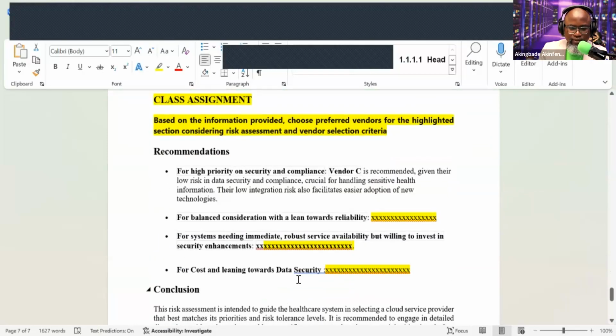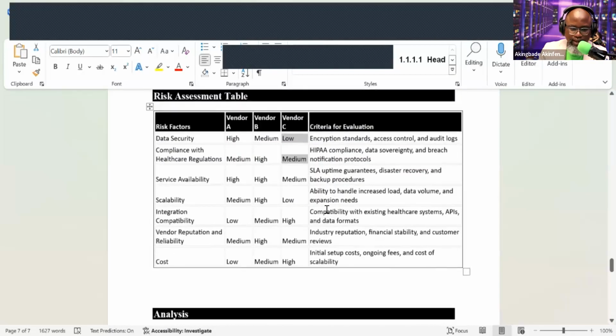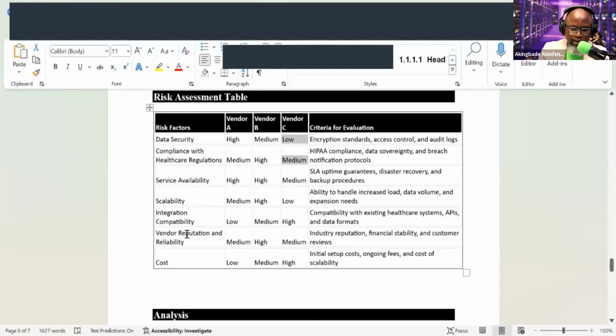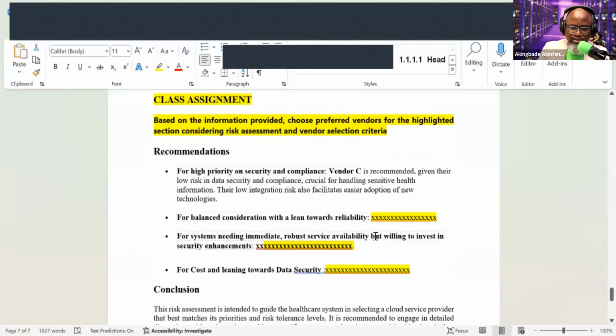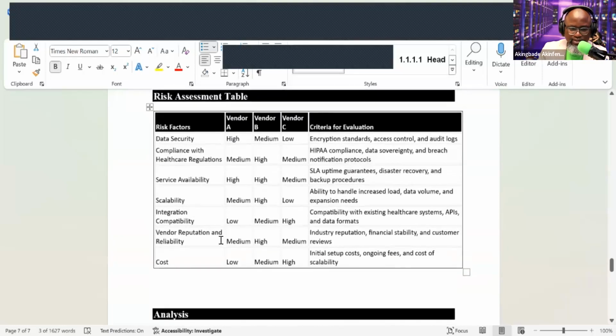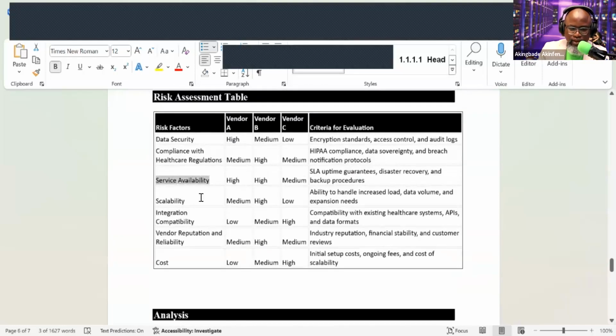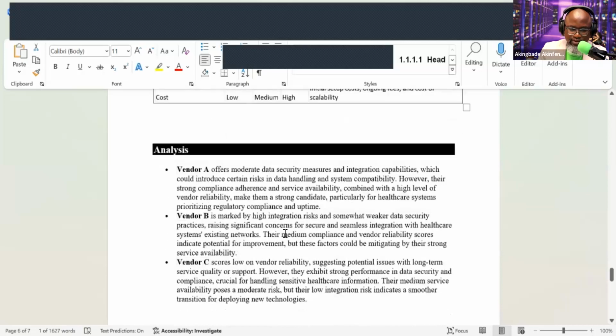If I look for balance consideration with a lean towards reliability, which of these vendors will I select? We have to think about it together and say which of them makes the most sense. For a system needing immediate, robust service availability, in terms of availability, which one will I think about? If the consideration is really availability, then let's see. Is it going to be C? You have to make that decision.